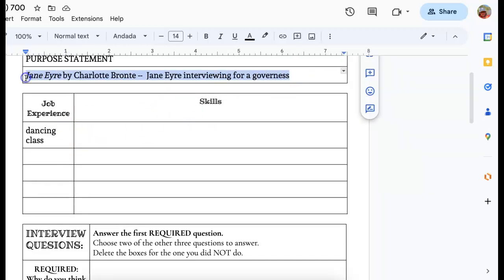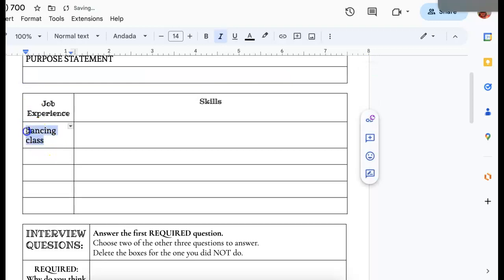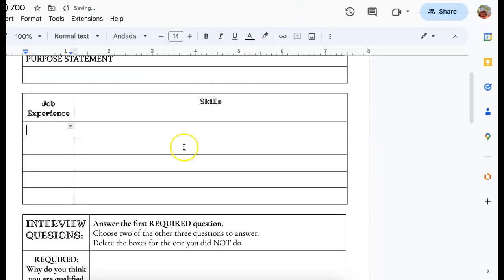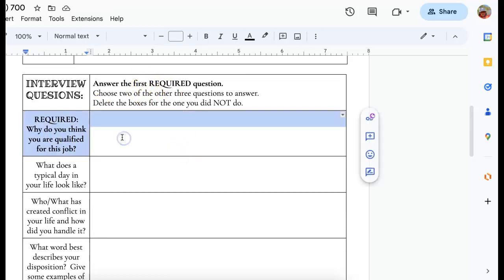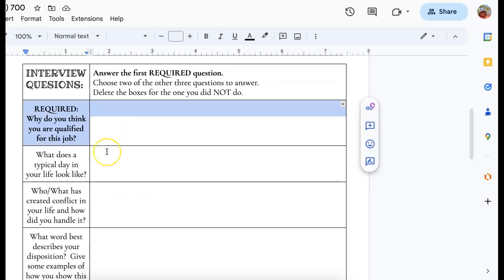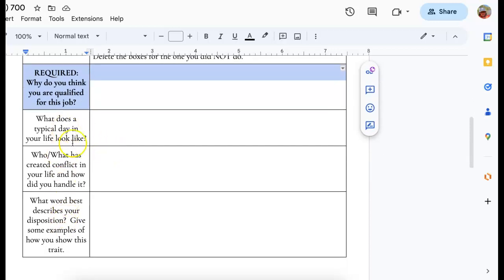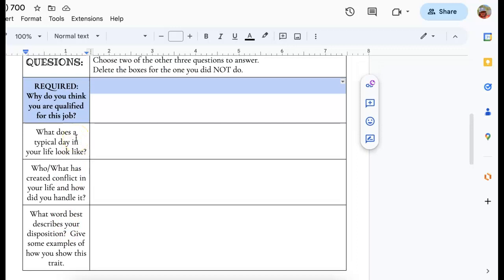Okay, so then we're going to go down to where it says interview questions. It says answer the first required question. So everybody's going to do this job or this question. And then you can look at the other 3 questions and decide which one you want to do. For now, what I would do is take notes on all of these things.